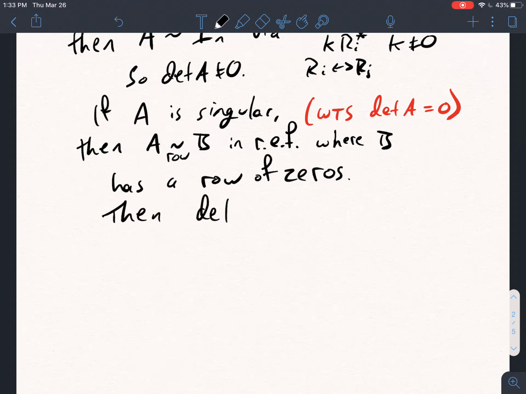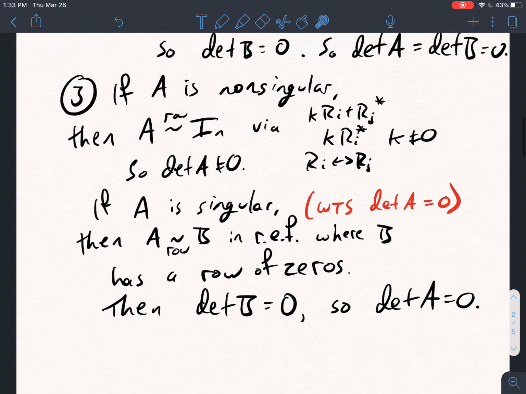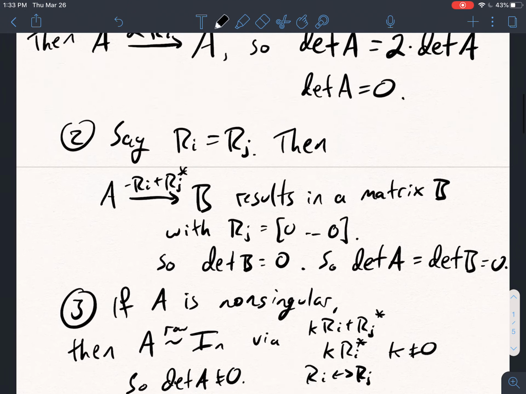Then the determinant of B is equal to 0. So the determinant of A must also be equal to 0, just by the same arguments that we talked about up here. You could just reverse all the row operations to go from the determinant of B to the determinant of A, and none of these row operations would change whether or not the determinant is equal to 0. Okay, so that's it for part 3. How much space do I got? Good amount of space. Great.